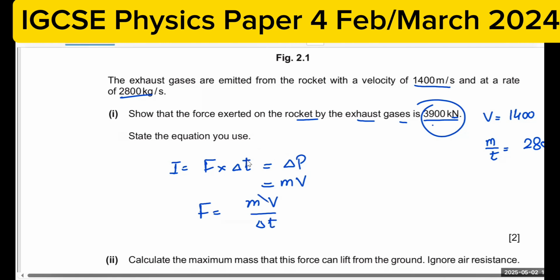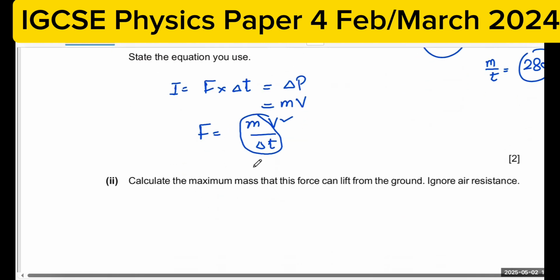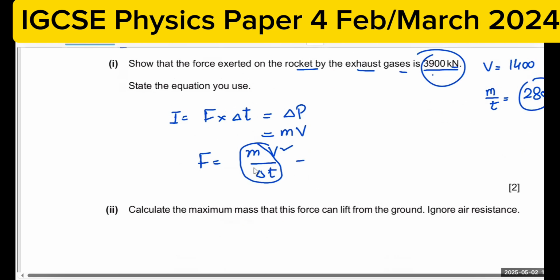So you can see that mass over time, kilogram per second, has a value of 2800. The speed is given, that is 1400. Just put the values and you will get the answer. So mass over time is 2800 times 1400, which is nearly equal to 3900 kilo Newton.